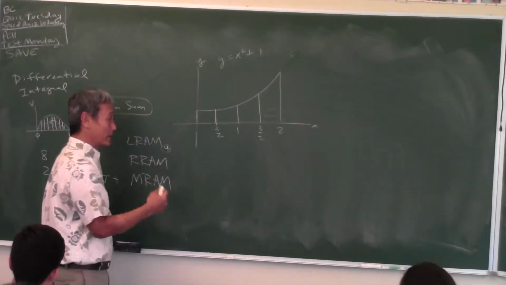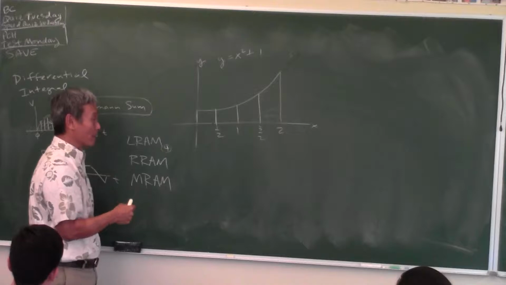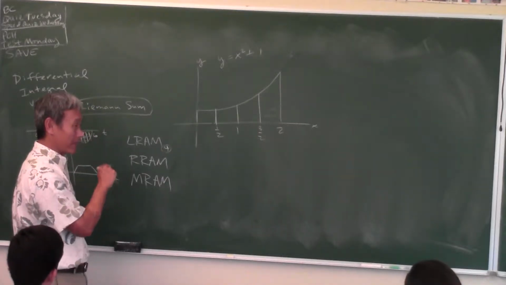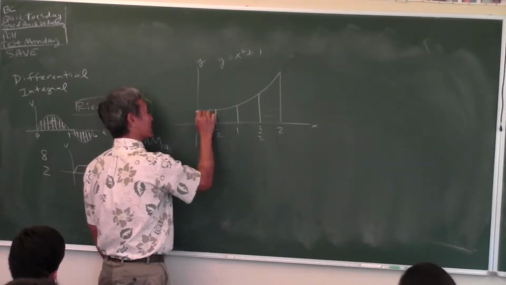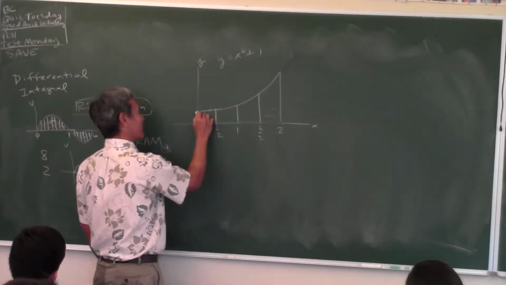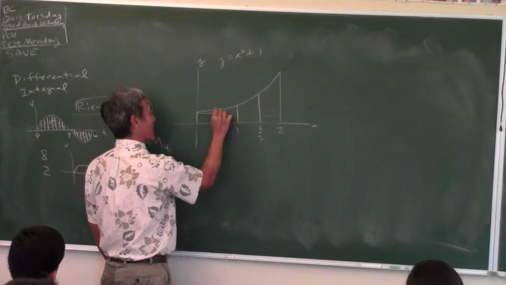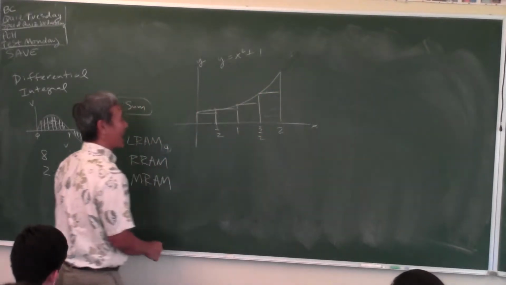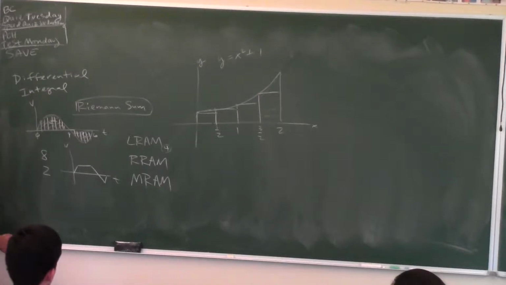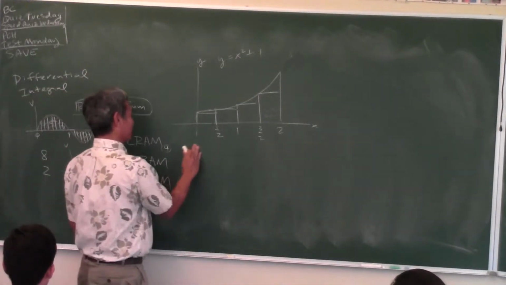Now how can I make rectangles? Well, the first one is called LRAM. We're going to use the left endpoint to cap off the rectangle. So let's draw it a little bit more accurately here because it's increasing like that. So if I use the left endpoint like this, you cap off the rectangle using the left endpoint. If I add up the area of these 4 rectangles, that will give you an approximation. So let's do it.